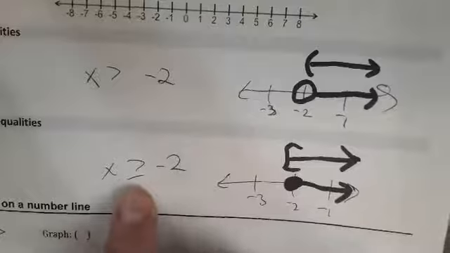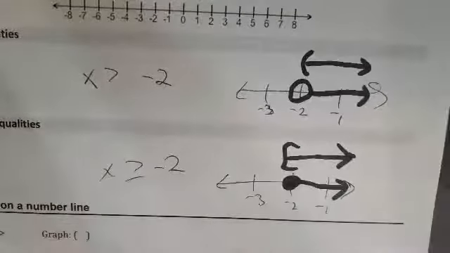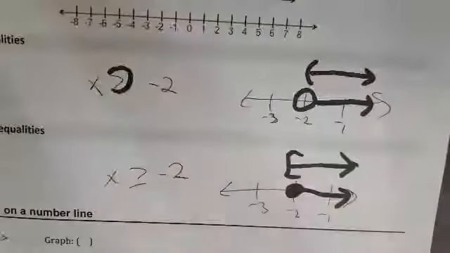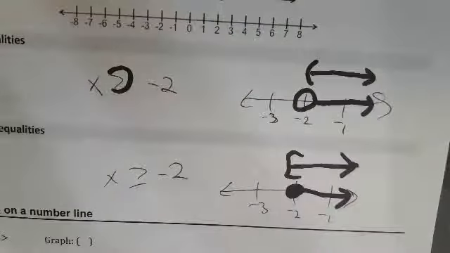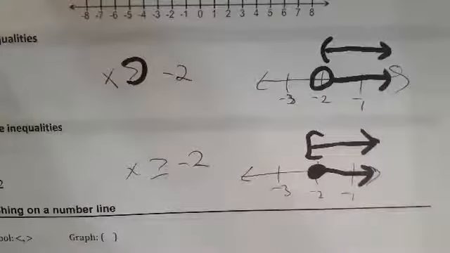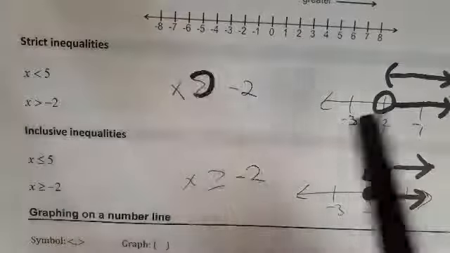I kind of skimmed over it, but if you need to think about this, you can look at this like a Pac-Man or a mouth, right? Pac-Man's always going to eat the bigger thing. So if x is larger than negative 2, then we're drawing to the right of negative 2. If it said less than, which would be this other one, we would draw it to the left.